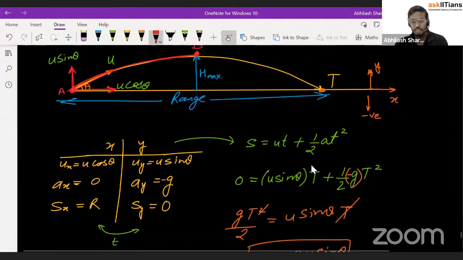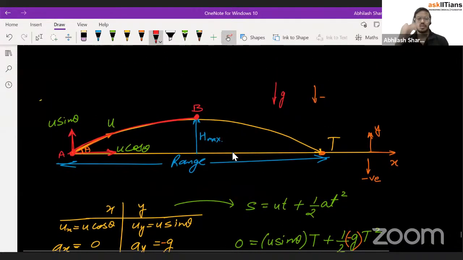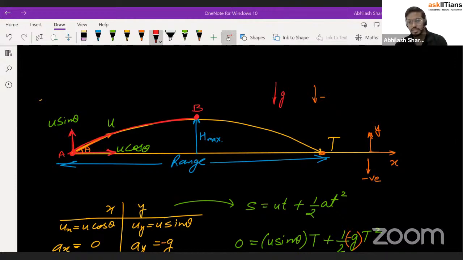So I think it's time I help you all. Should I do that? Okay. Let's just focus on the y part, because we know Hmax has something to do with y only, not with x. So no, Kishore, that's not correct.